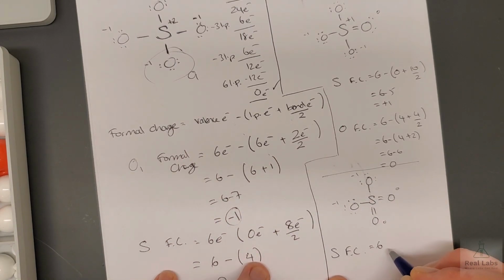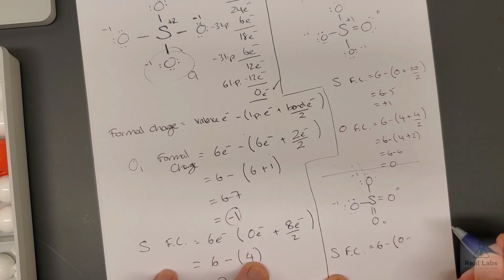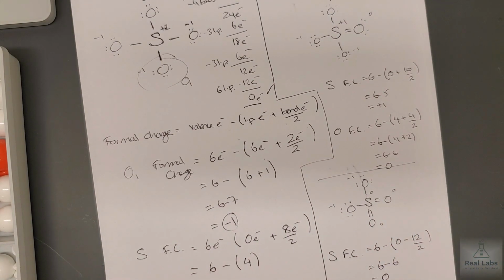But it starts with 6 valence electrons. It has no lone pairs. It is now a part of 1, 2, 3, 4, 5, 6 bonds. So it's got 12 bonding electrons, and we're going to divide that by 2. So now we have 6 minus 6, which is 0. So now the sulfur has a 0 charge. So we've reduced the charge even further.